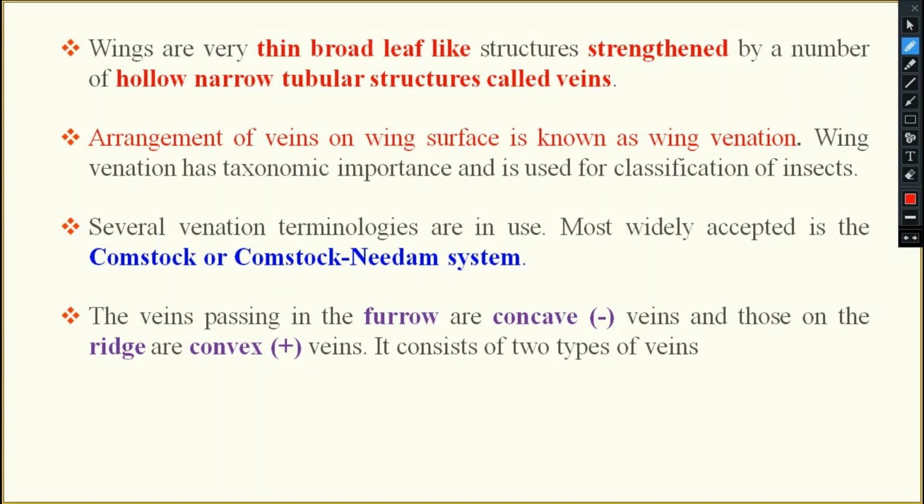Wings are very thin, broad leaf-like structures, as we have discussed, strengthened by a number of hollow, narrow tubular structures called veins.